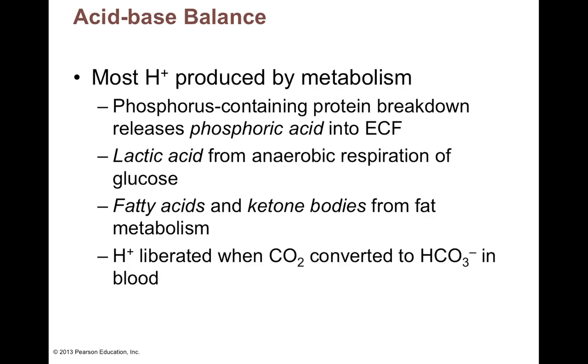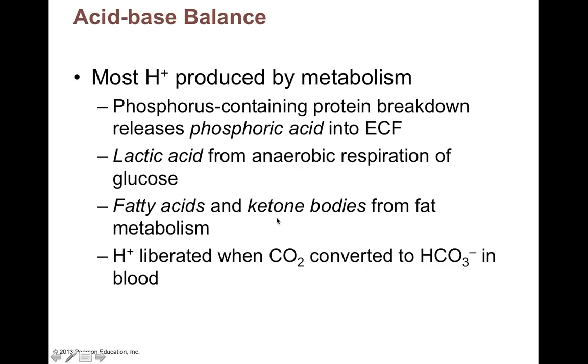Most of the hydrogen ions in your body come from metabolism. So they're metabolic acids, not respiratory acids. You'd find things like phosphoric acid, lactic acid, fatty acids, as well as hydrogen ions that are liberated from carbonic acid. Lactic acid comes from anaerobic respiration. We talked about that already. We said that this was actually lactate, a consequence of glycolysis under low oxygen conditions.